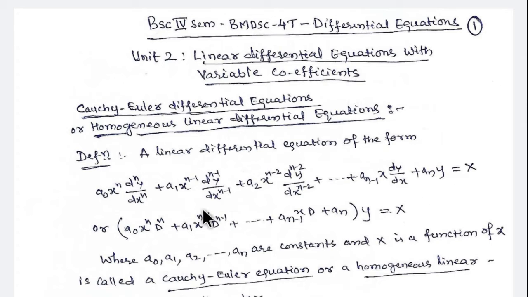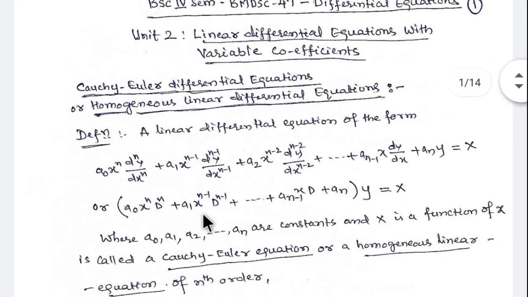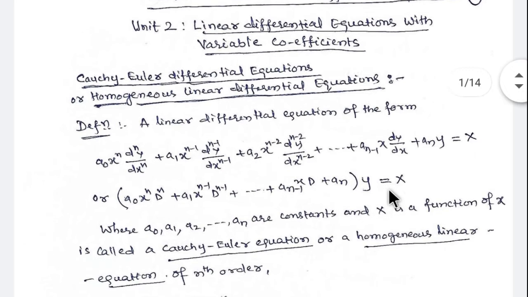This can also be written in symbolic form. You put y outside the bracket: a naught into x^n, and instead of d^n by dx^n you write capital D^n, where capital D stands for the d by dx operator. So this is a naught x^n D^n plus a1 x^(n-1) D^(n-1) plus etc., plus a(n-1) x D plus an. After closing the bracket, you write y is equal to capital X.